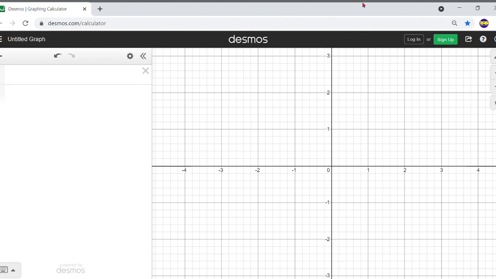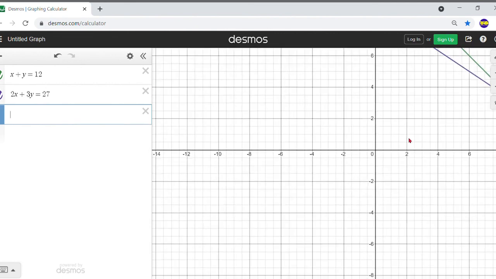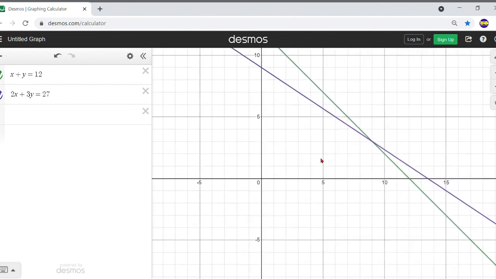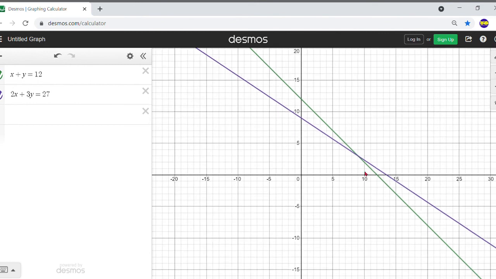Okay, so here's desmos.com/calculator, and I'm going to type in just very straight what my two equations are: x plus y equals 12, enter. And then our second equation was 2x plus 3y equals 27. Enter. Double check that I typed them in correctly. Okay. Now, I can't see it. Let's zoom out. I'm just using my little scroll wheel and click and drag to get it to move. And there are my two lines.